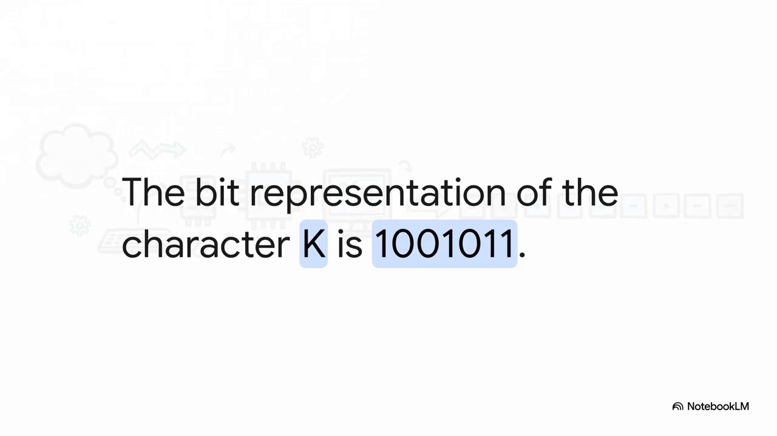You aren't actually sending a picture of a K to the processor, right? Instead, the system uses the table to pull a very specific sequence, 1001011. So every time your computer sees 1001011 in a text file, it knows, absolutely for sure, that it needs to display a capital K. It's wild when you think about it.